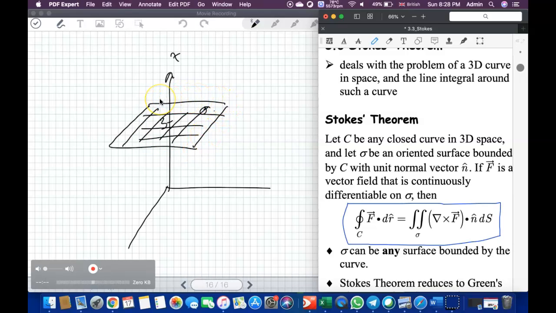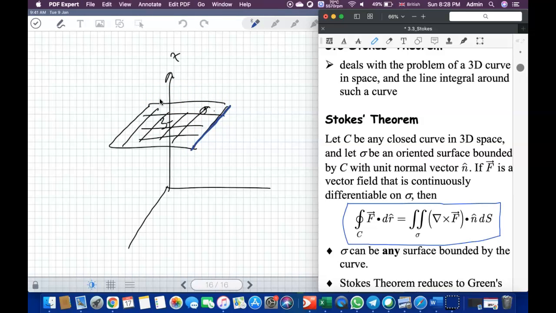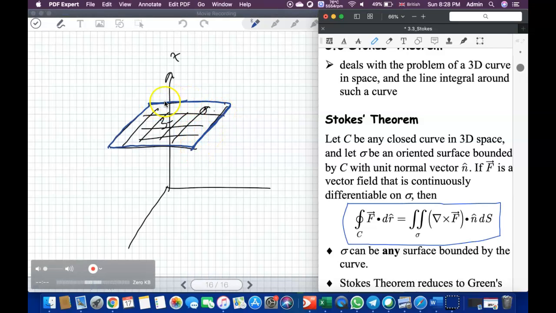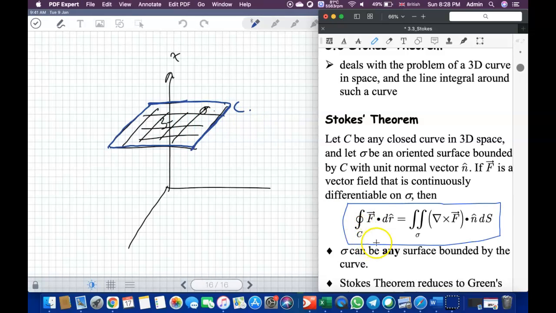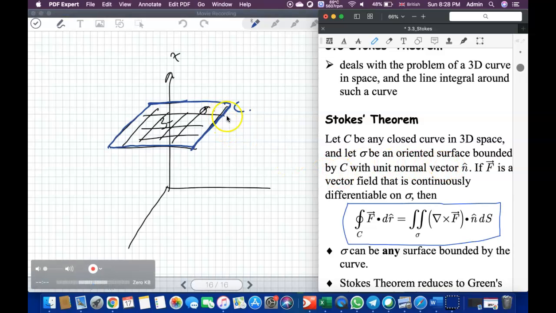So you can see this one. This is one curve, a second curve, a third curve, and the fourth curve. The combination of all the curves gives you a closed curve, and that is given by C. So how can we relate the surface sigma and the closed curve C? Let the surface sigma be an oriented surface bounded by the curve C with unit normal vector n.